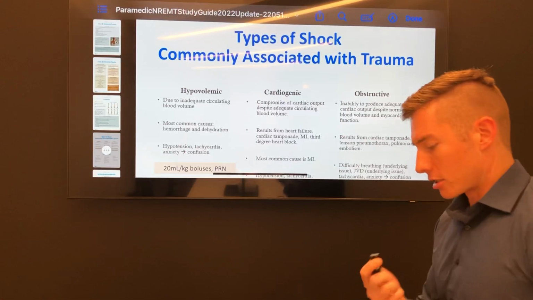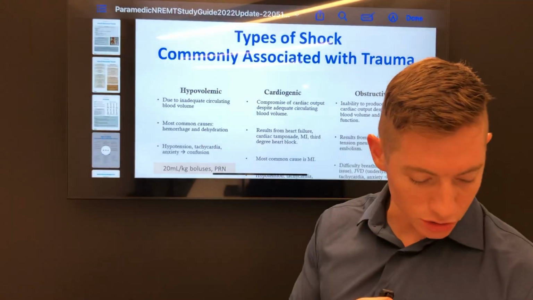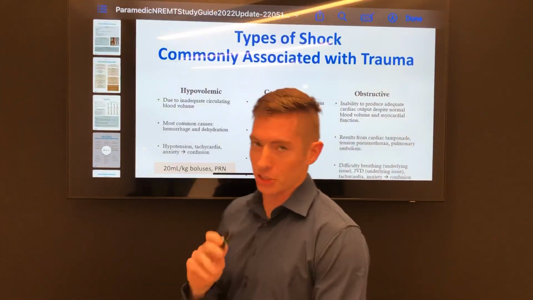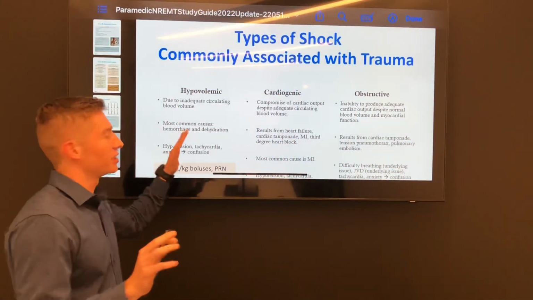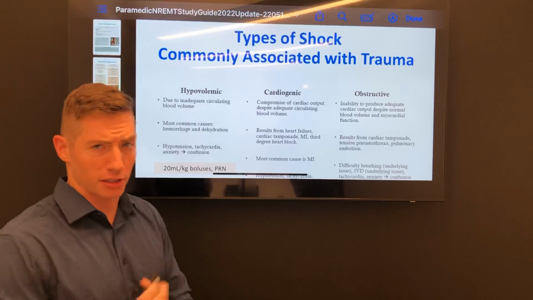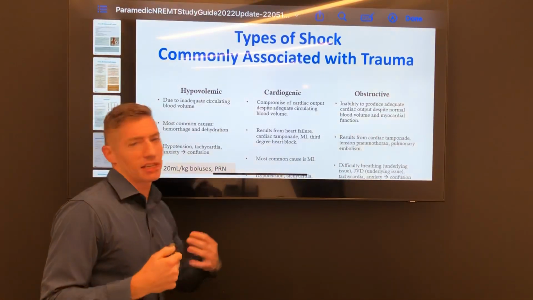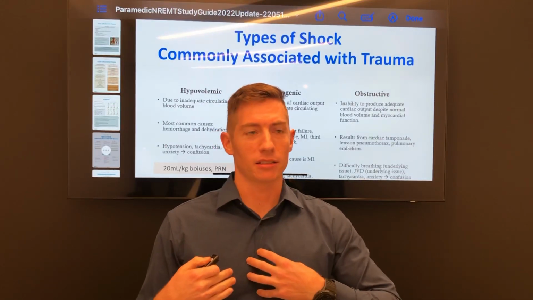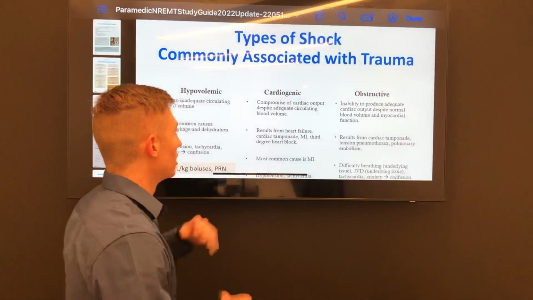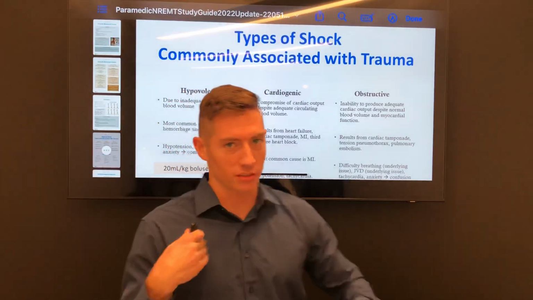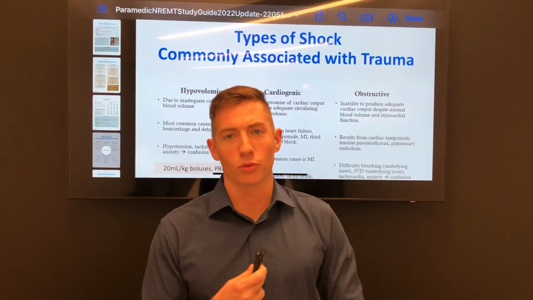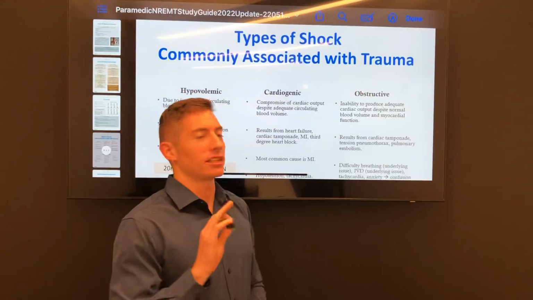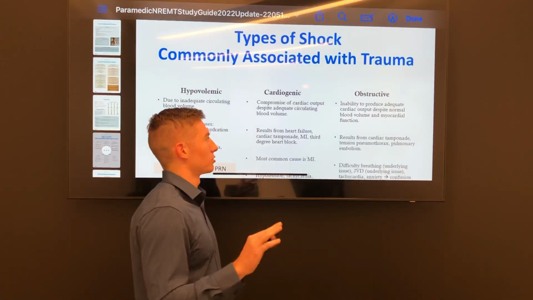Okay, so types of shock commonly associated with trauma. We have hypovolemic, we have cardiogenic, and we have obstructive. We just touched on these briefly. Hypovolemic, volume of the blood throughout the entire body. Cardiogenic has to do with cardio problems that don't allow perfusion to happen in the body. Obstructive, there's something blocking somewhere. There's an embolus or embolism that is blocking and keeping the blood from moving through the rest of the body.